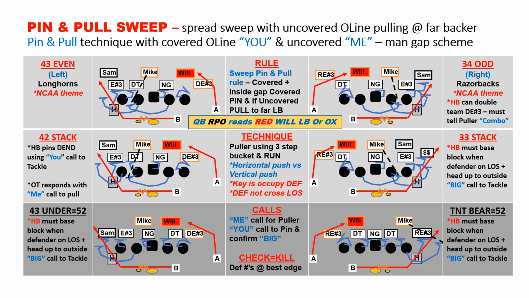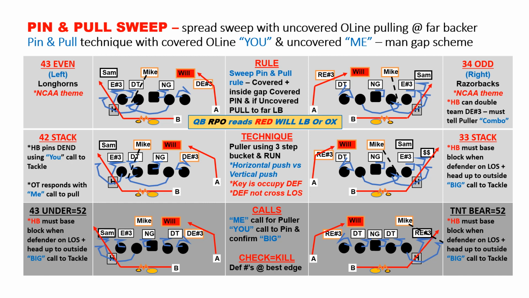Family number 2 now is outside gap, which consists of a pin and pull sweep. We'll use a you-me call on our gap scheme. Real simple rule: if you are covered or your inside gap is covered, you're going to pin. That would mean you would use a you call. If you're uncovered, then you're the puller to the far linebacker, and you would use a me call.